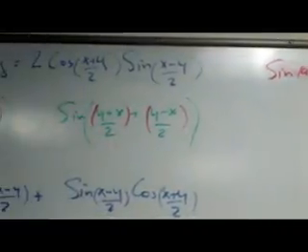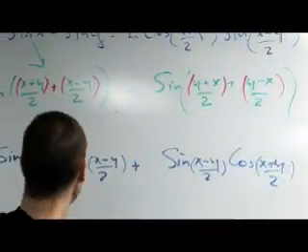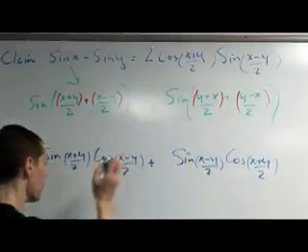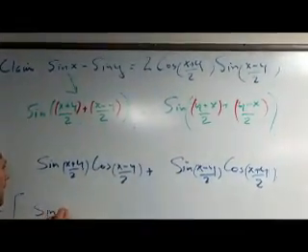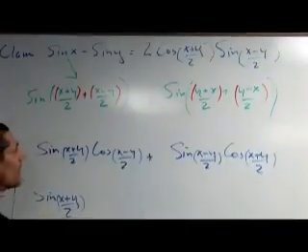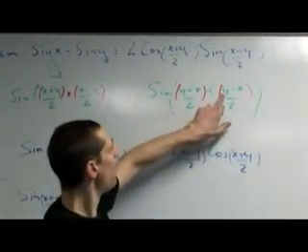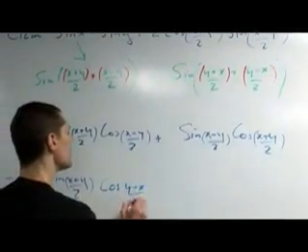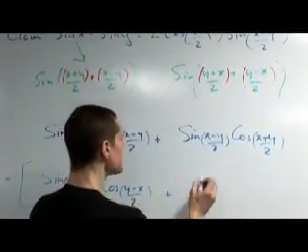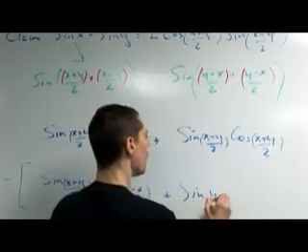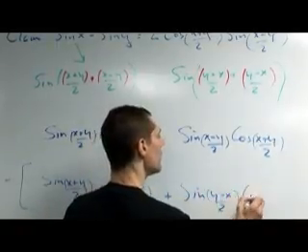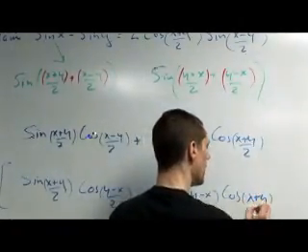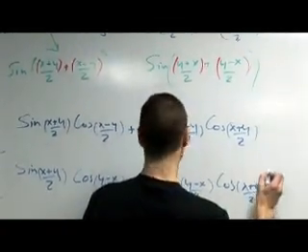Now, I need a subtraction in a big parentheses. This is going to be, now notice x plus y is the same as y plus x, so I'm going to write this as sine of (x plus y)/2 times cosine of (y minus x)/2, and I'm going to fix this, but not yet. And it's going to be plus sine of (y minus x)/2 times cosine of (y plus x)/2, but I'm going to write it as (x plus y)/2. Okay, so here's what we have.